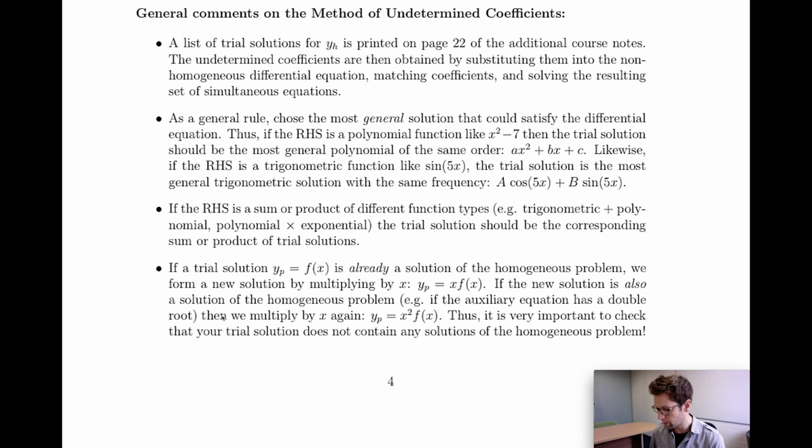And one last thing that we actually haven't had a look at yet is what happens when I have a trial solution which is already a solution of the homogeneous problem. We're actually going to look at this in a bit more detail in the next lecture. But in that case, we actually have to generate a new solution by multiplying by x. So if I come up with a trial solution that's already dealt with in the homogeneous solution, I can't just use that solution again. It wouldn't give me anything new. I need to generate a new solution. So again, we'll talk about that in the next lecture.